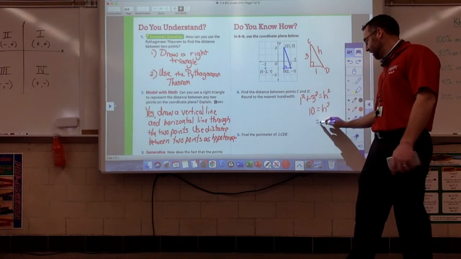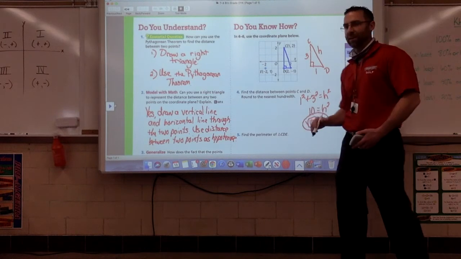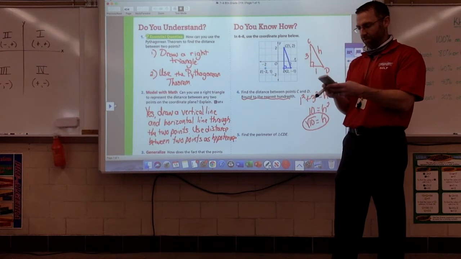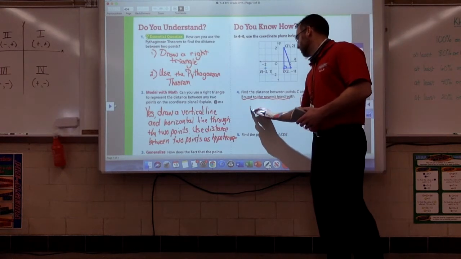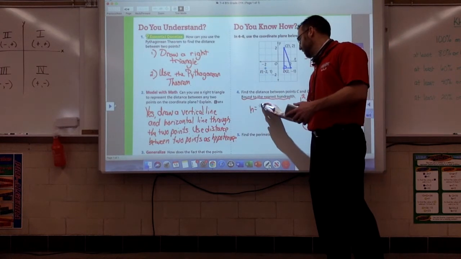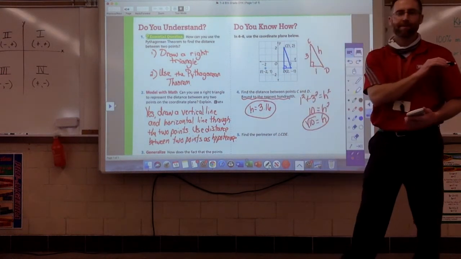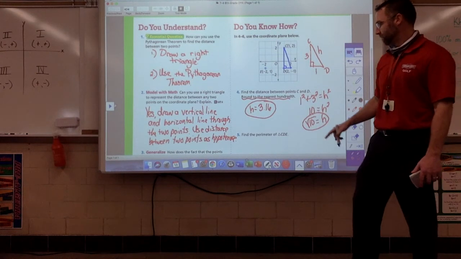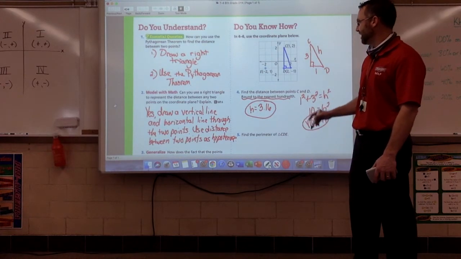To find that, we find the square root of 10. There's the exact answer. It asks you to round to the nearest hundredth. So we need to find the square root of 10, and the square root of 10 comes out to be just a bit above 3. So this length is 3.16. Bingo. Now it wants us to find the perimeter of triangle CDE.